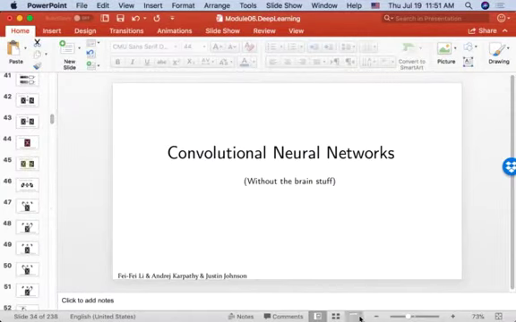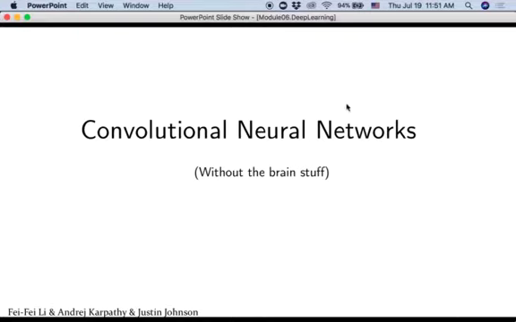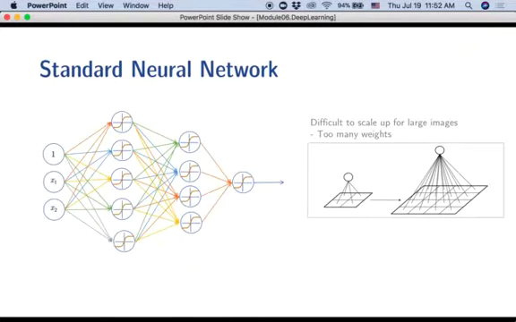Let me go back to my slides and start on the very interesting architecture which has really made the image processing stuff possible, which is the convolutional neural network. Okay, so it's a slight change in the structure of the neural network that we discussed so far, but it's a very important change, and it makes the problem tractable compared to the standard vanilla neural network, which wasn't tractable for images. Okay, and let me explain why that's the case.